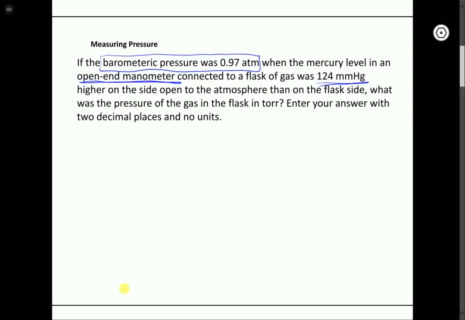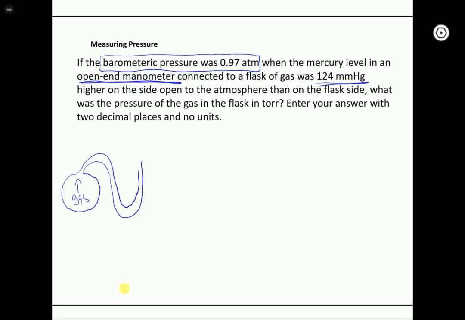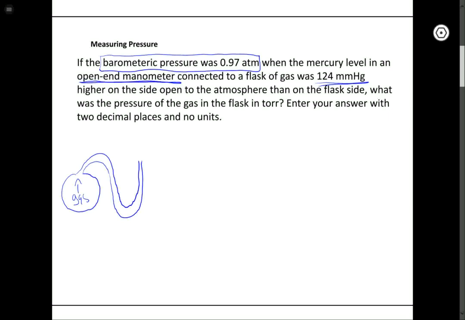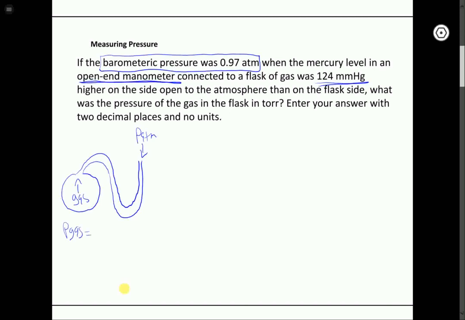So what the device looks like is we have a flask of our gas that we're measuring, and it's going to be exerting a pressure, and then it's going to be connected to this sort of S-shaped tube here. Okay, so this tube has mercury in it, and it's open to the atmosphere. So on the other side you have atmospheric pressure pushing down, and then if the gas pressure is exactly equal to the atmospheric pressure, the two sides of your mercury column are going to be of equal height.